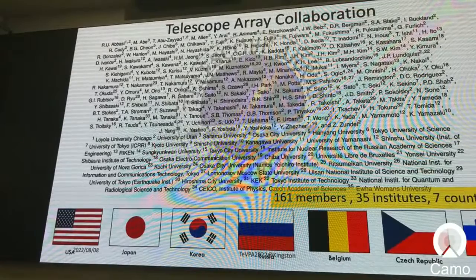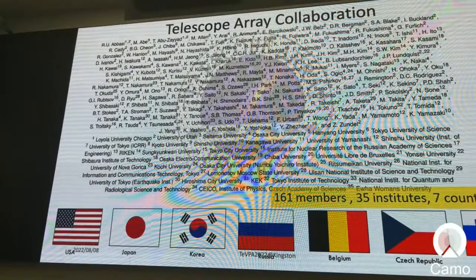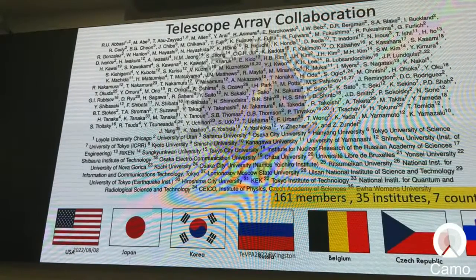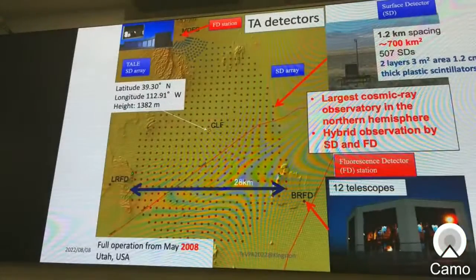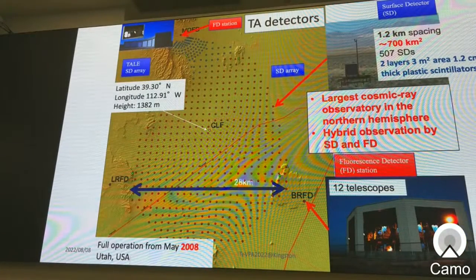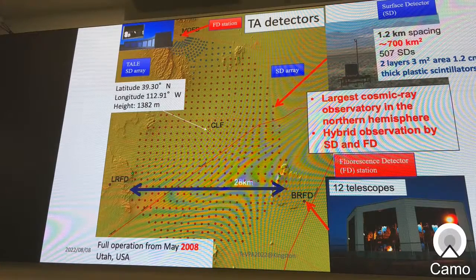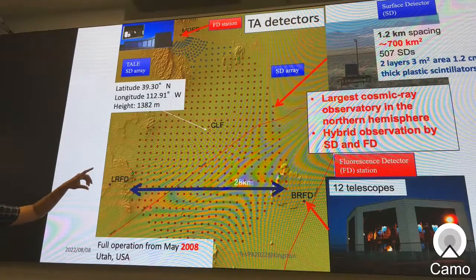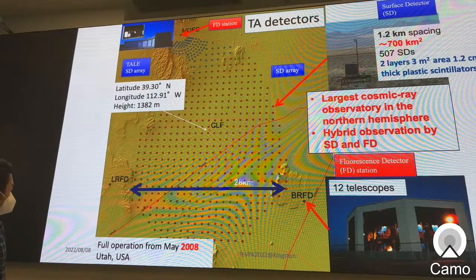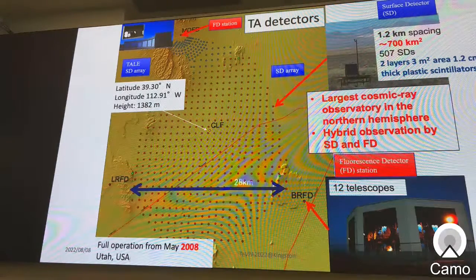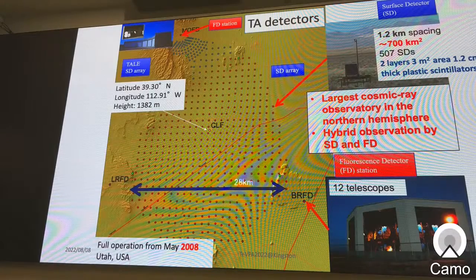All right. This collaboration has members from 35 institutes in 7 countries. And this is a map of detectors. The red points correspond to the locations of the SDs, and the SDs are surrounded by 3 FD stations. The SD has 1.2 kilometer spacing and covers about 700 square kilometers. And there are totally 507 SDs.